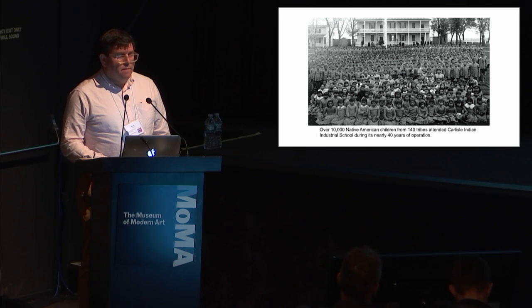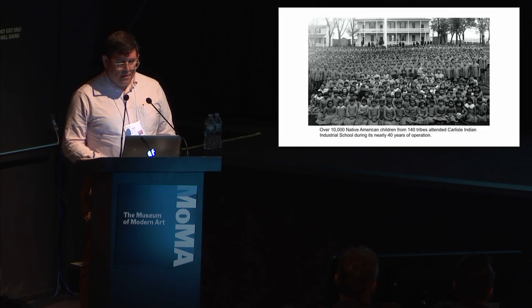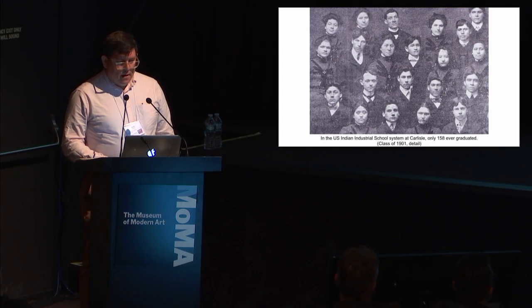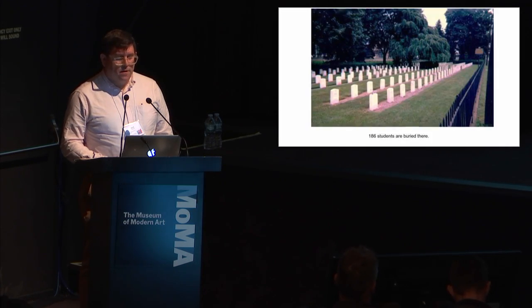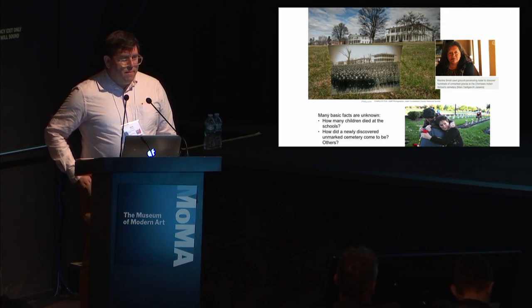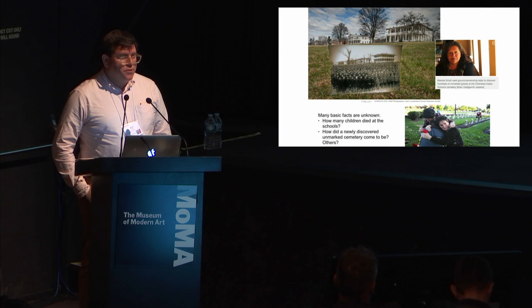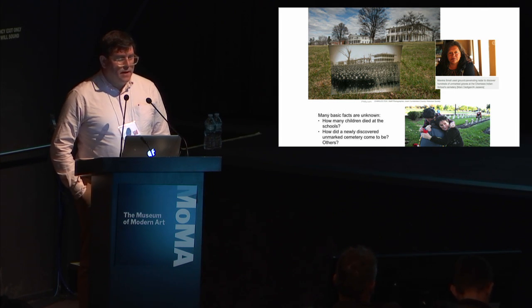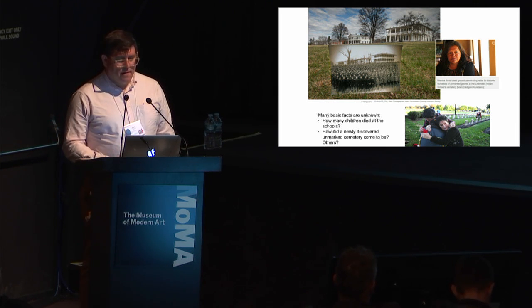Over 10,000 Native American children from 140 tribes attended Carlisle Indian Industrial School during its 40 years of operation. And in the industrial school system at Carlisle, only 158 ever graduated. This is particularly striking when you consider that 186 students are buried there. So many basic facts are unknown. How many children died at the schools, and how did a newly discovered unmarked cemetery come to be?